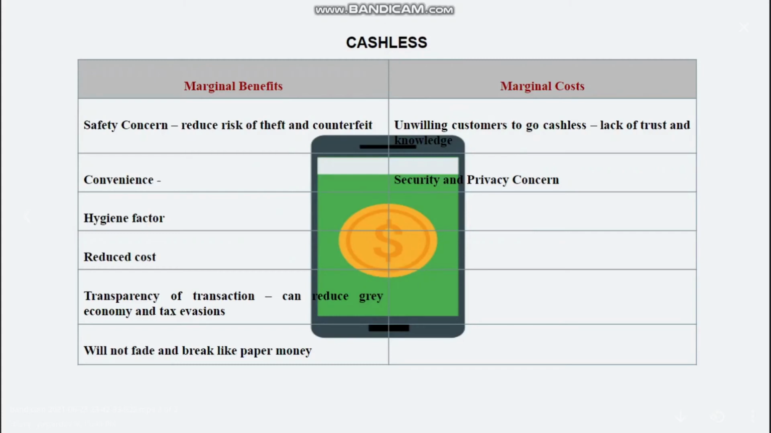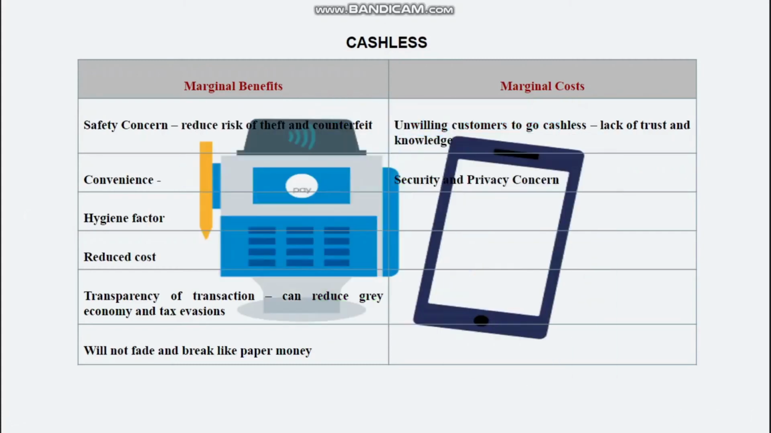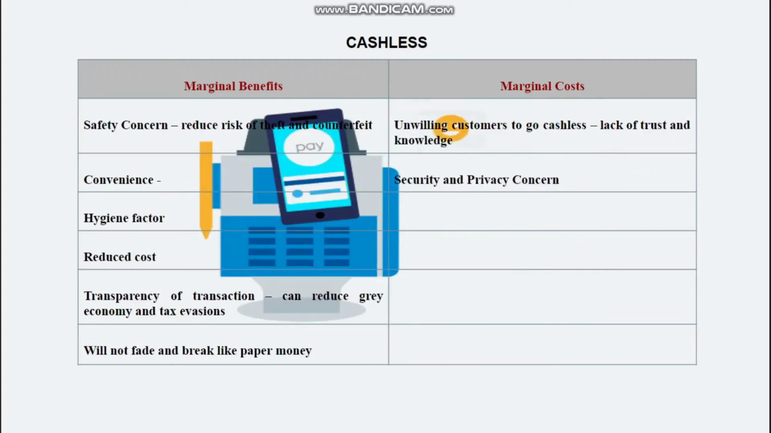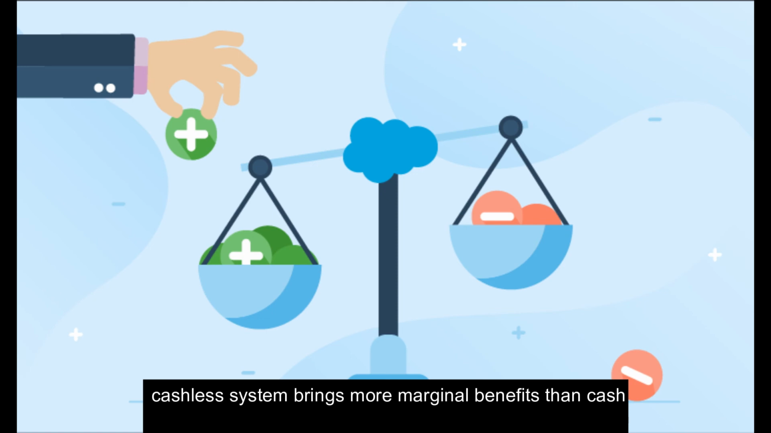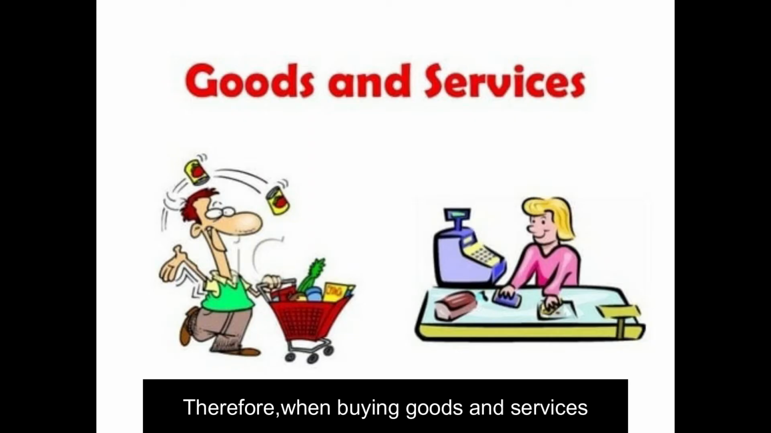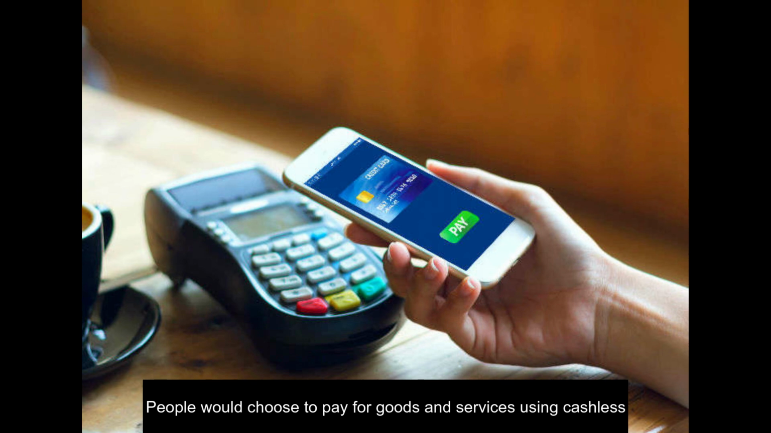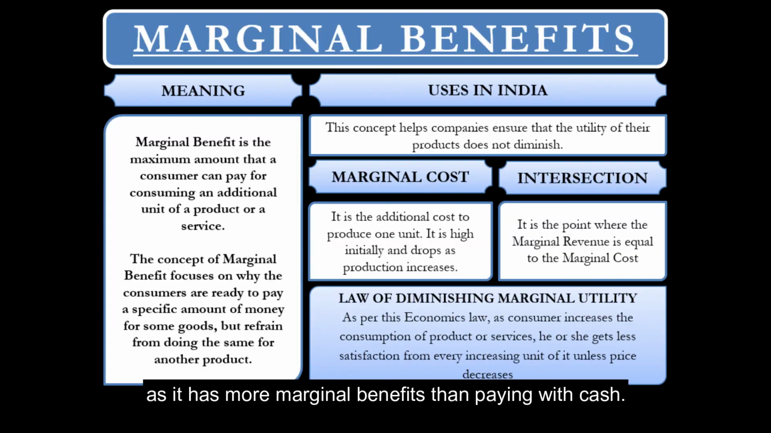As for cashless, the marginal analysis are as follows. So as we can see, by doing marginal analysis on both options, we can conclude that using cashless system brings more marginal benefits than cash. Therefore, when buying goods and services, people would choose to pay for goods and services using cashless, as it has more marginal benefits than paying with cash.